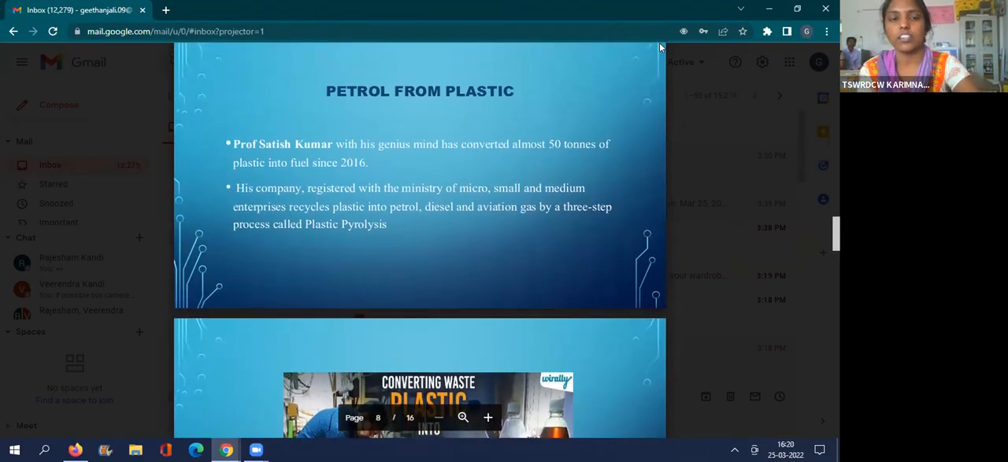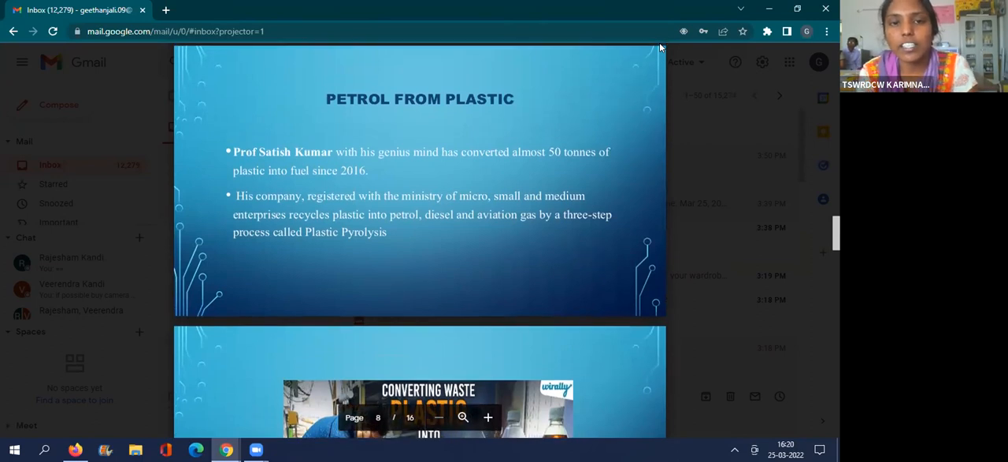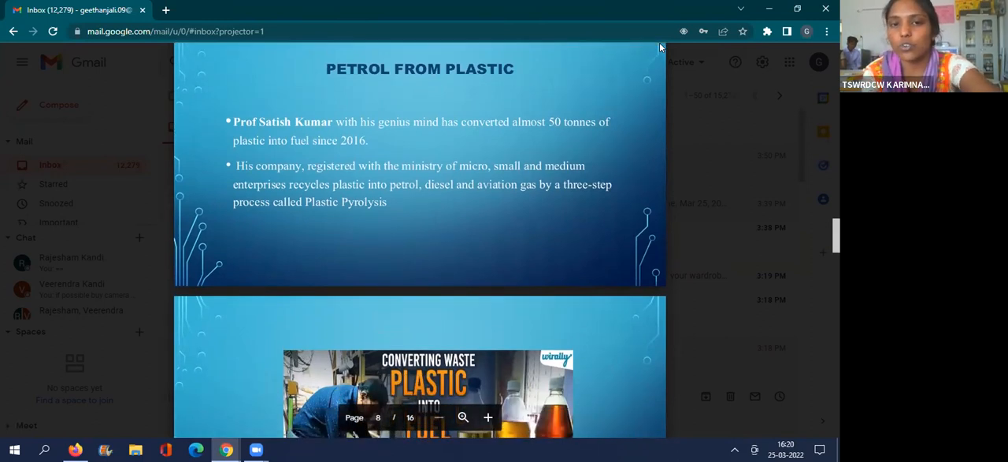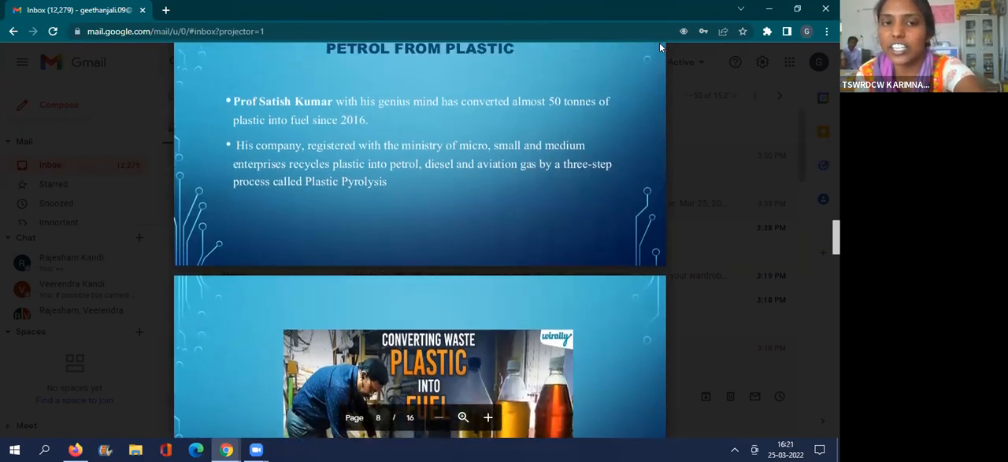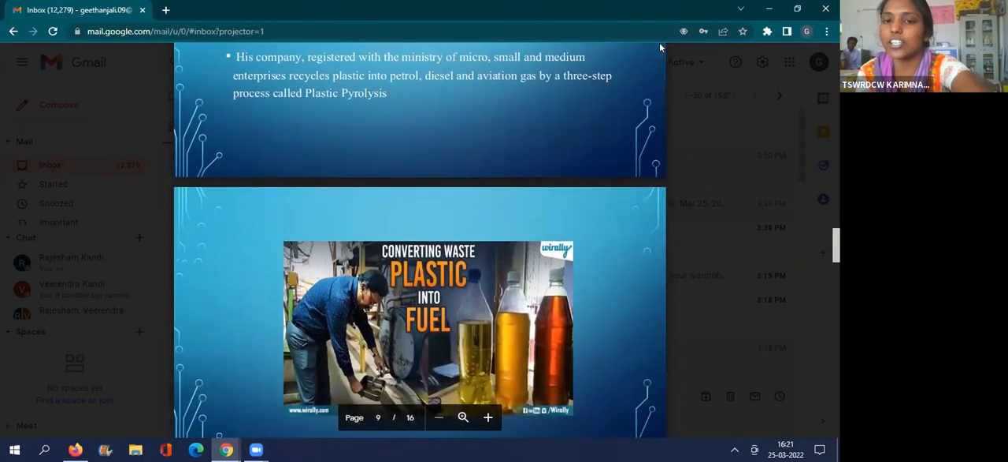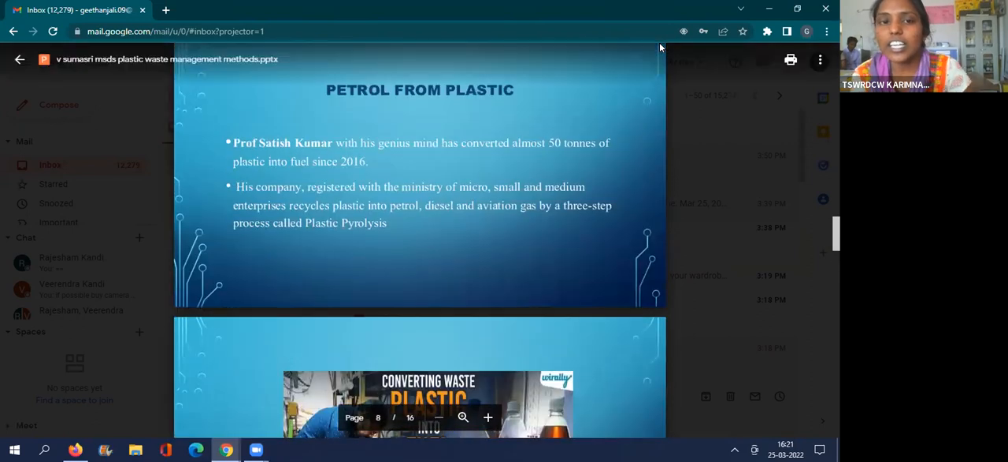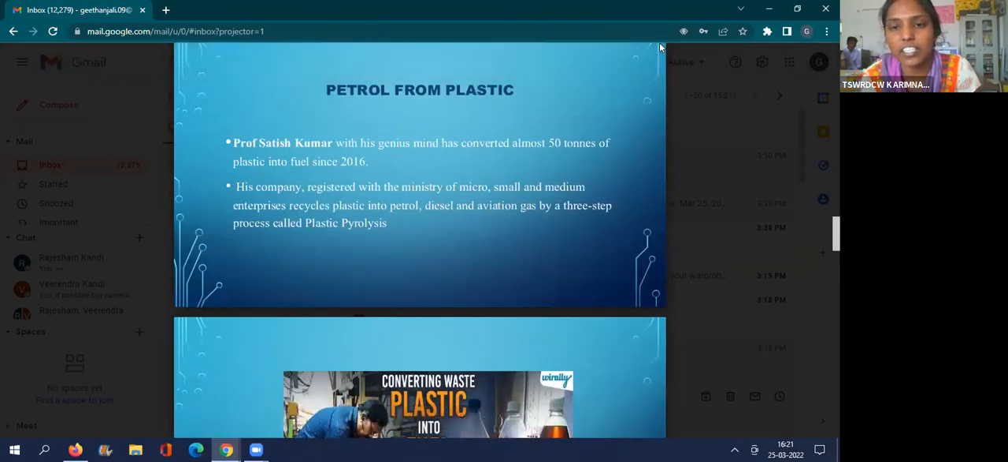There is another method that Professor Satish Kumar from Hyderabad invented. He says that we can convert plastic into petrol, diesel, and other fuels. He initiated a method called plastic pyrolysis, which converts plastic into petrol. He succeeded in this method, and he has produced almost 50 tons of petrol from plastic.